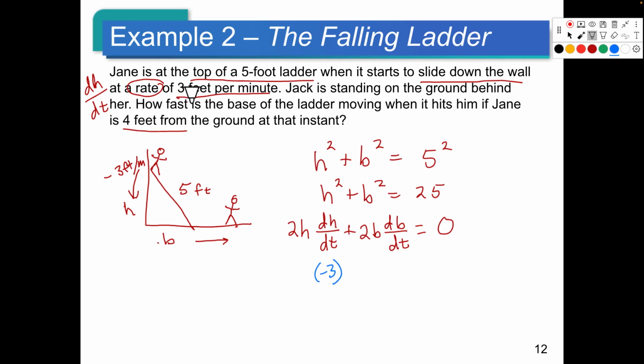So dh dt we're going to put in as negative 3. And then what do we have? So that's the 3 feet per minute. There's this thing, 4 feet from the ground hits Jane if Jane is 4 feet from the ground. So we know that at this particular instant, this height here is 4. So I could plug that in for h. I don't have the b, so I'll go with 2b. And the question is, how fast is the base moving? That's the derivative. I want to know db dt.